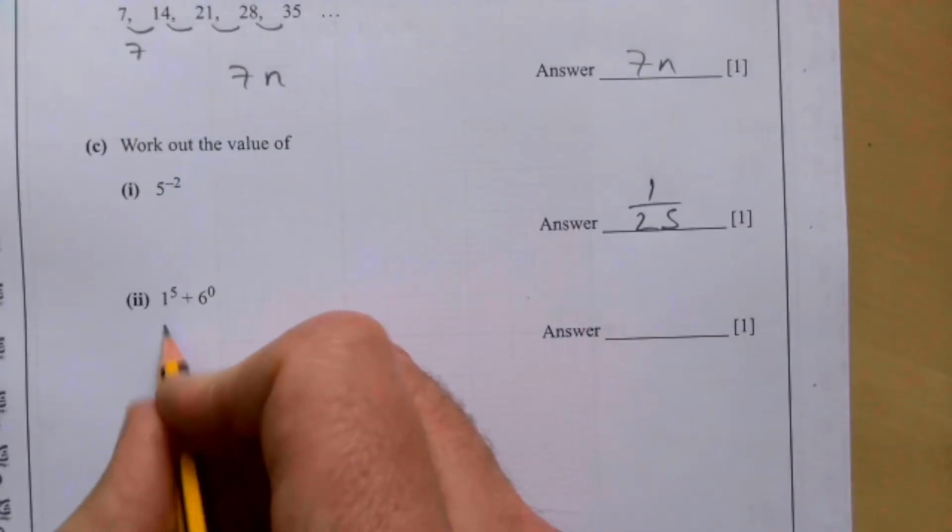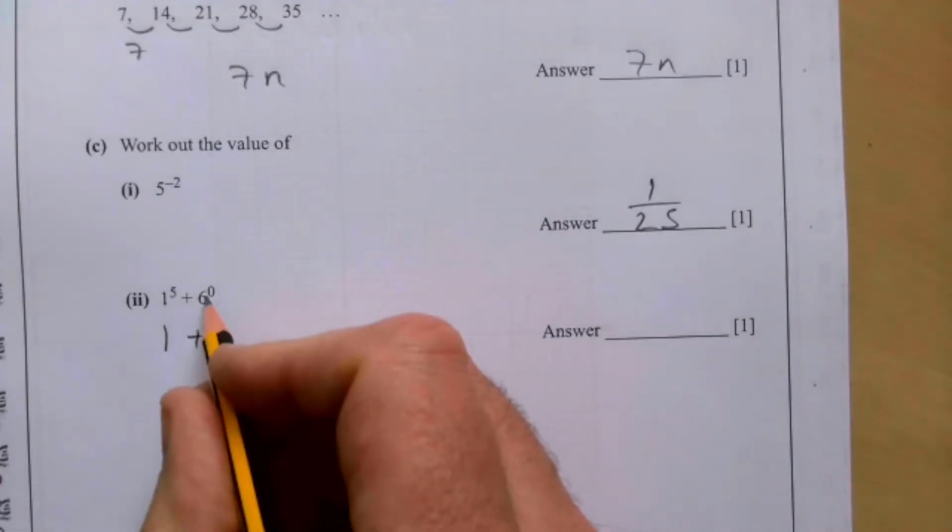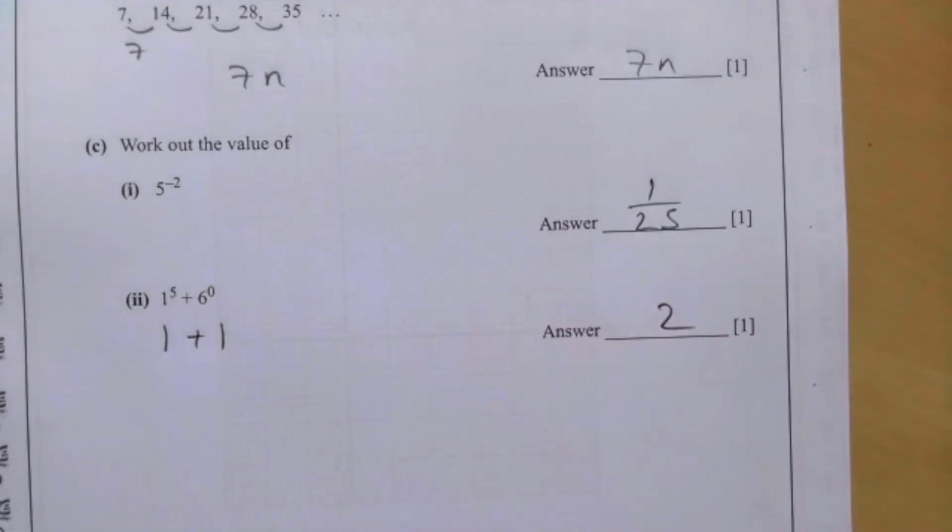1 to the power 5 is 1. 6 to the power 0 is 1, so anything to the power 0 gives me 1, and 1 plus 1 is of course 2.